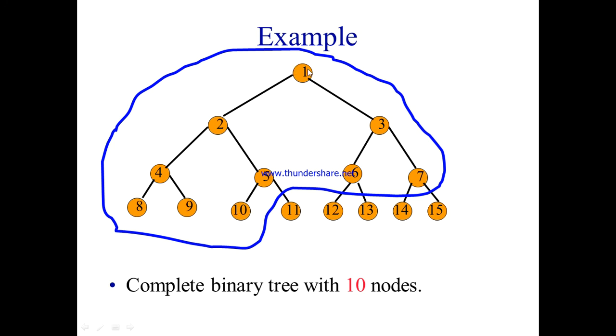Okay, so here we start with here. So where we have to stop? We have to stop at 10. So it is said to be what? This part is said to be complete binary tree.